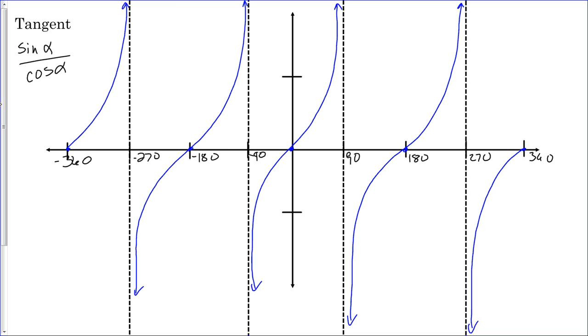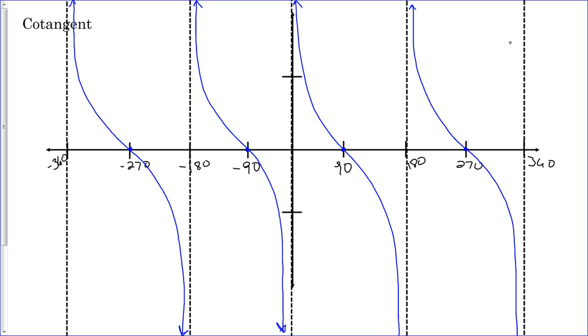How long does it take this graph to make one cycle? If you said 180, you are correct. Your period for tangent is 180 degrees or pi radians. Okay. So your tangent graph looks completely different than your sine and cosine, but it kind of behaves similar to your secant graph because it has asymptotes in the same places.